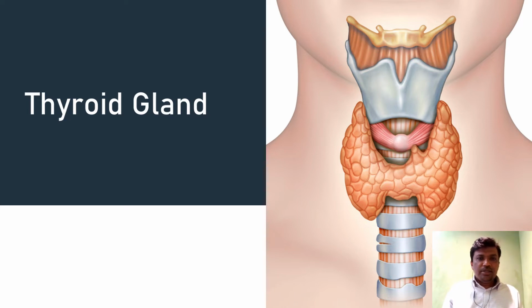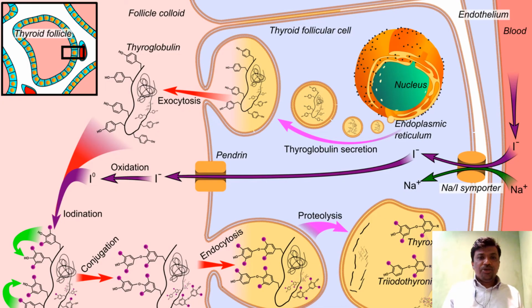Okay, so before we begin, let's have a look at the normal anatomy of the thyroid gland. As you can see, this is a butterfly-shaped gland in front of the neck. It has got two lobes and an isthmus which connects it together. So this is where all the thyroid hormones are produced. And we'll go to the next slide to see how it is synthesized in the body.